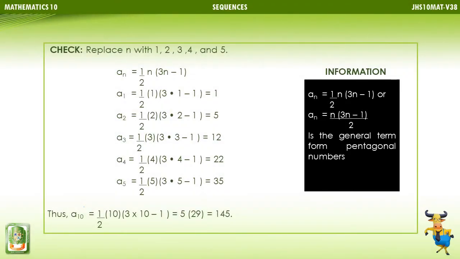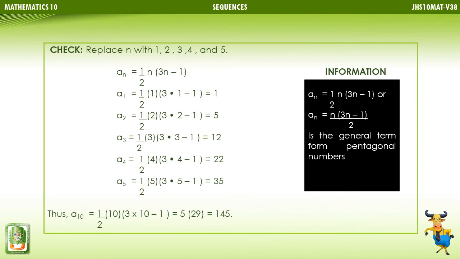Check. Replace n with 1, 2, 3, 4, and 5. a sub n equals 1/2 n times (3n minus 1). a sub 1 equals 1/2 times 1 times (3 times 1 minus 1) equals 1. a sub 2 equals 1/2 times 2 times (3 times 2 minus 1) equals 5. a sub 3 equals 1/2 times 3 times (3 times 3 minus 1) equals 12.